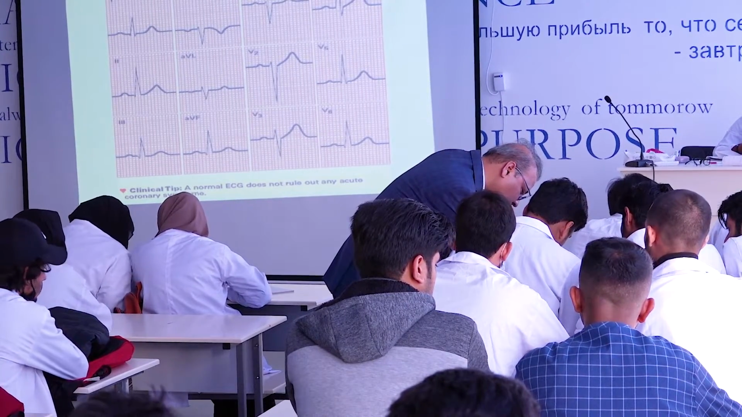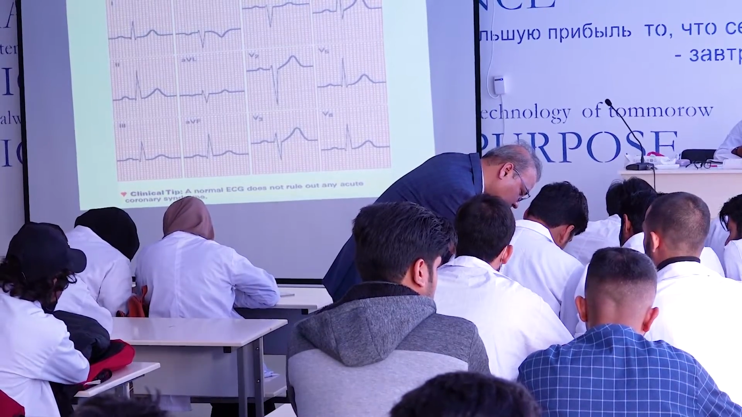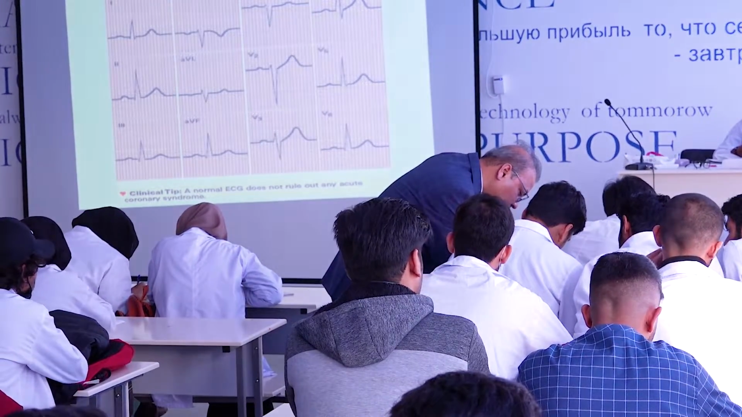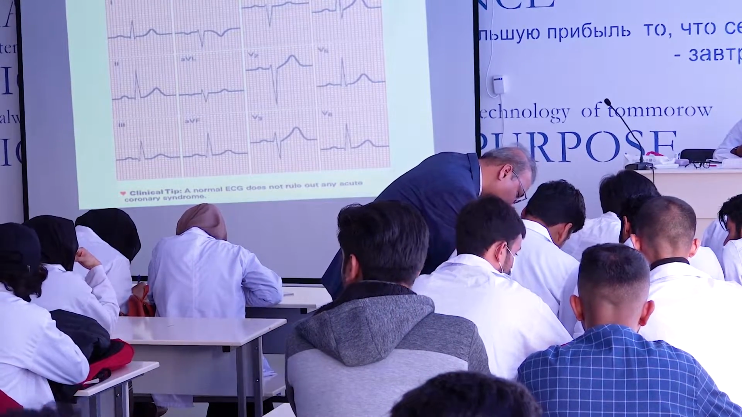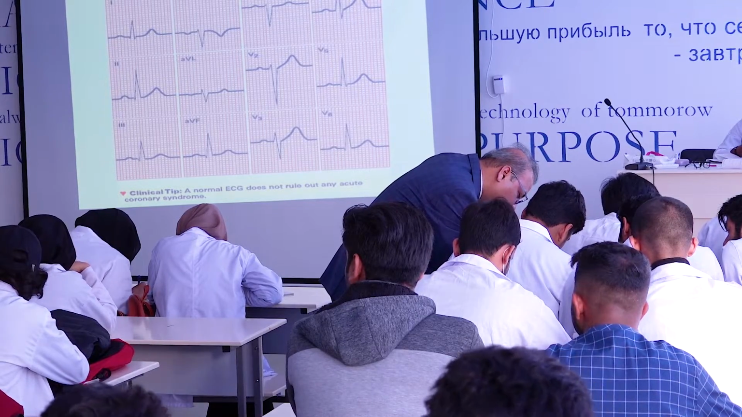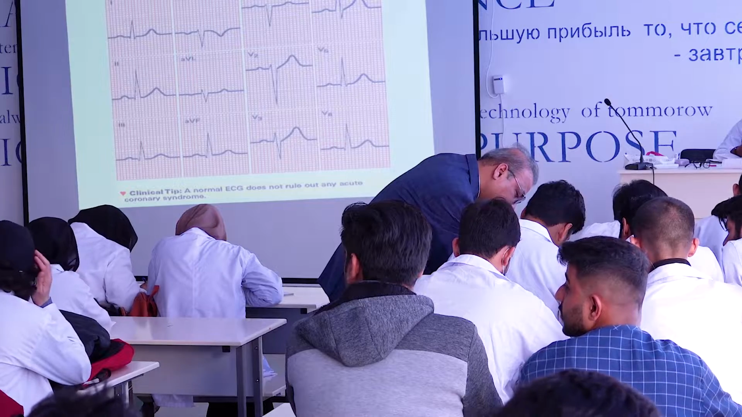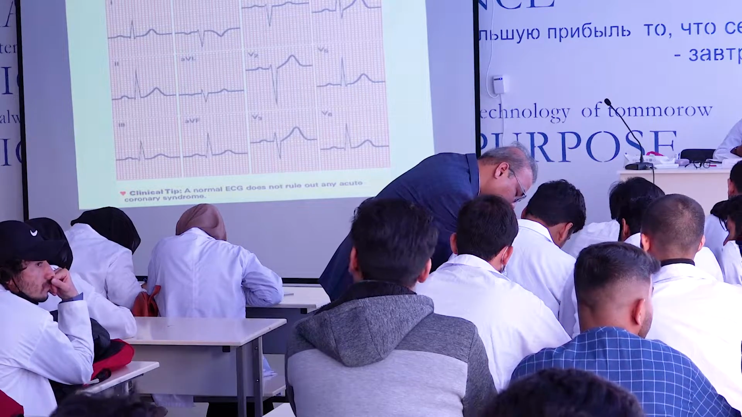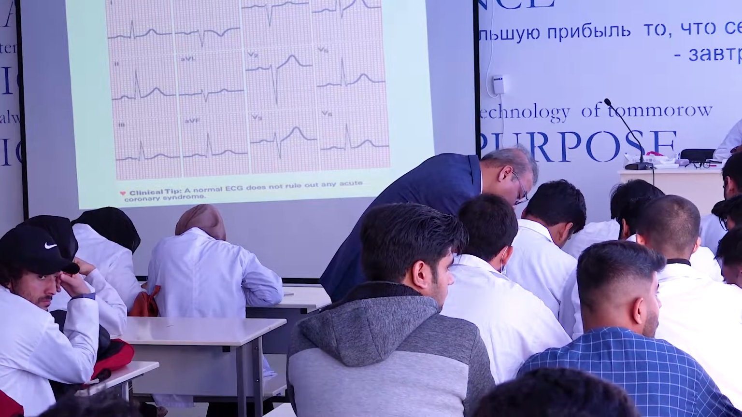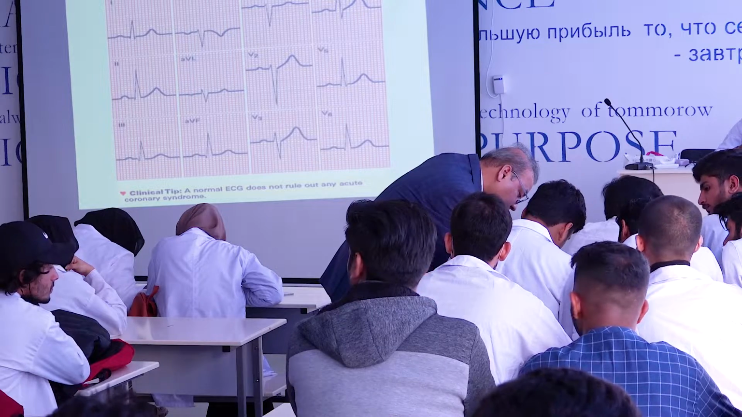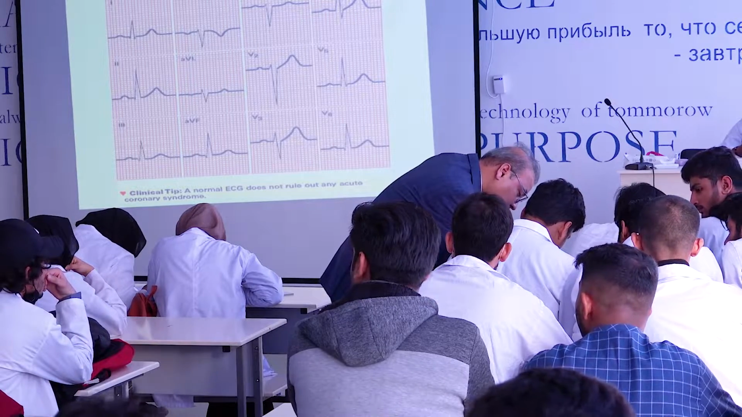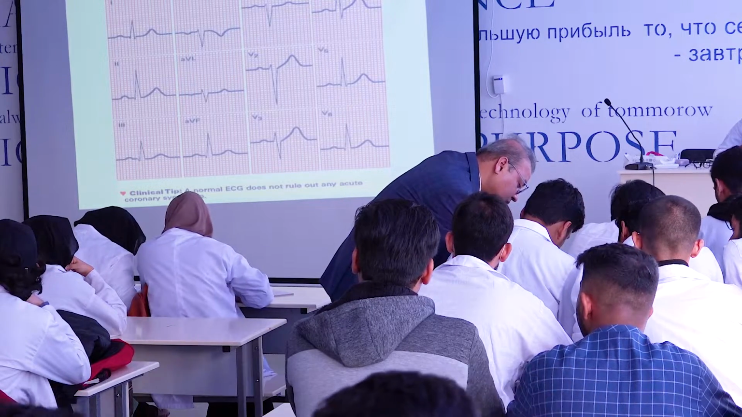Here is Q, here is T. Q where T is finishing. In between QT, this is the QT segment. In between QT, 2 big boxes or less than 2, it means 25 mm per second, and if above 2 big boxes, it means 50 mm per second.